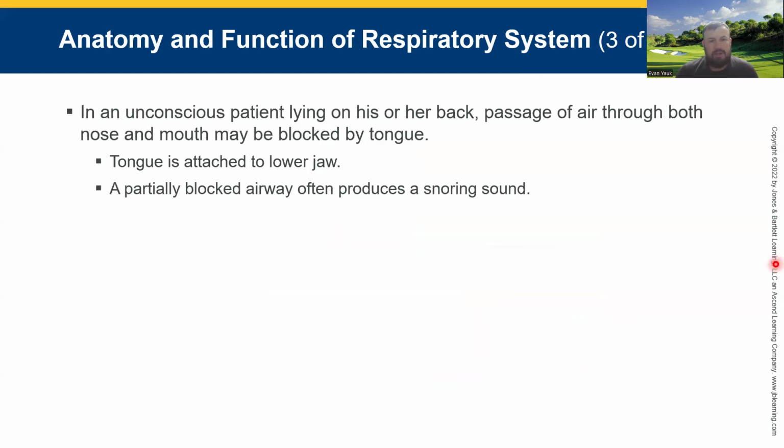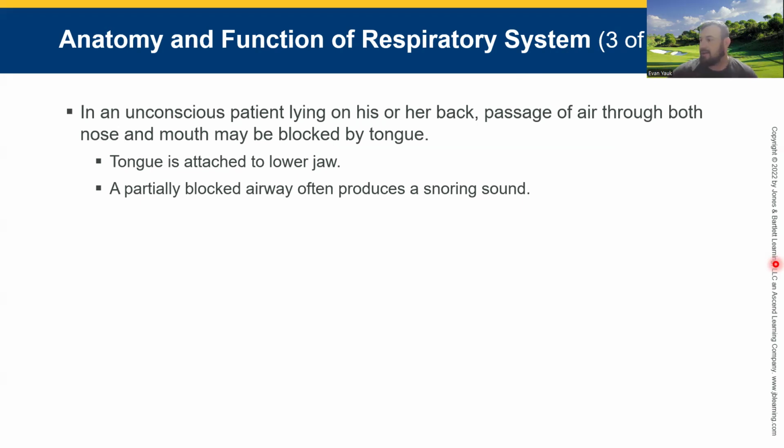In an unconscious patient lying on his or her back, passage of air through both nose and mouth may be blocked by the tongue. The tongue is a muscle attached to the lower jaw. If there's a partial blockage, you're going to get a snoring sound when they try to breathe. We're going to talk about procedures to open that airway, when to use them, and how to use them.